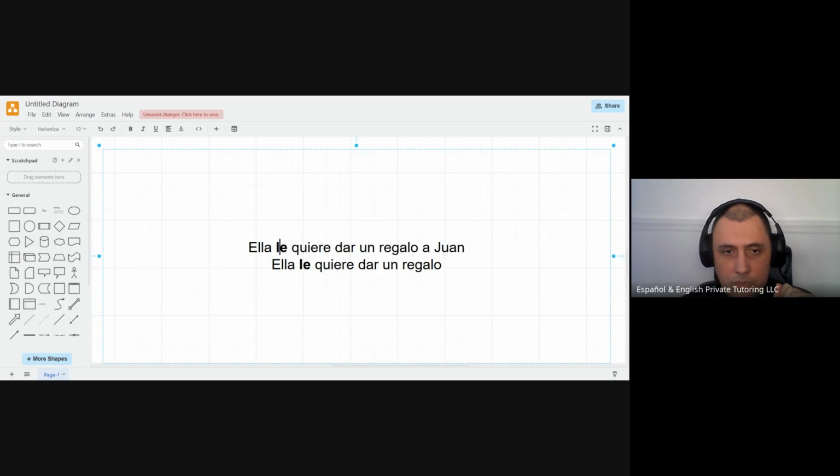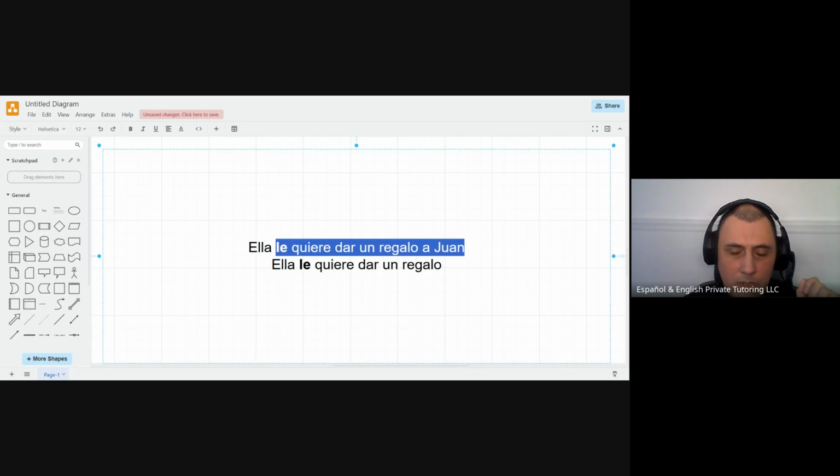So, notice here that this is a transitive verb, it is not a VCC verb. Because in this clause, ella is the subject, and le quiere dar un regalo a Juan is the predicate. So it follows the normal structure that you know in English: subject, predicate. It's not inverting the sentence. So it's not a VCC verb. In other words, transitive verbs can also use indirect objects and indirect object pronouns.